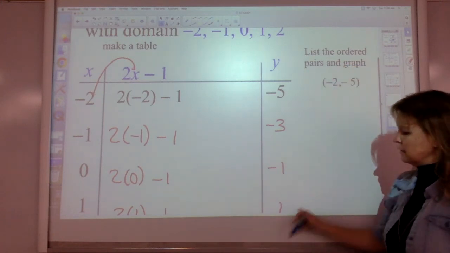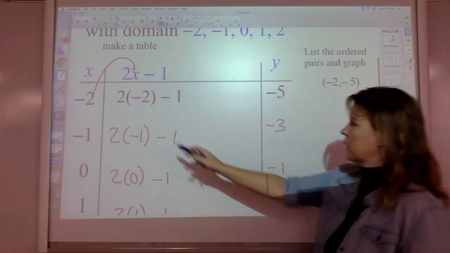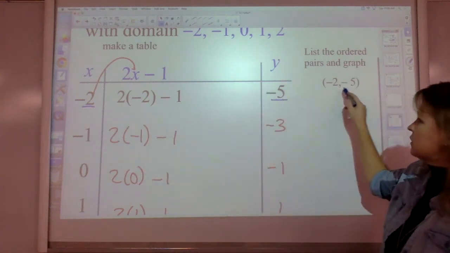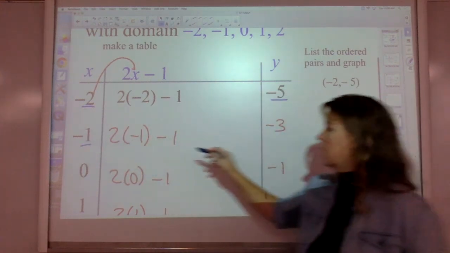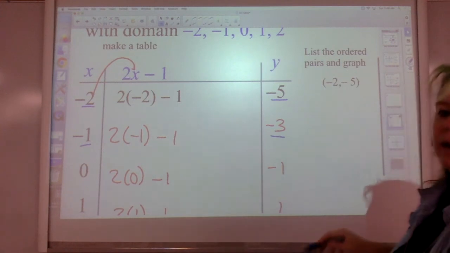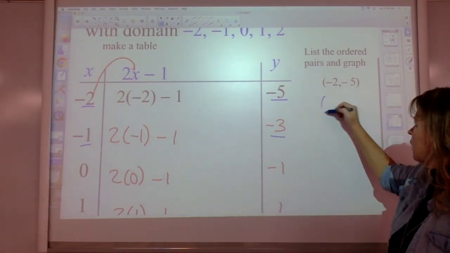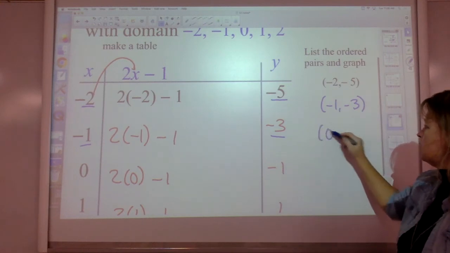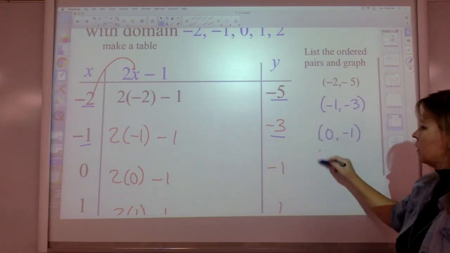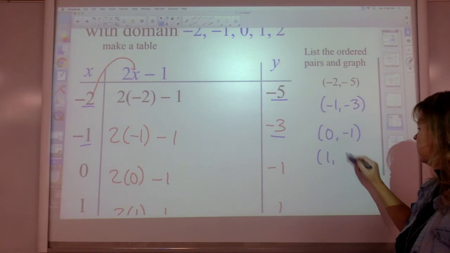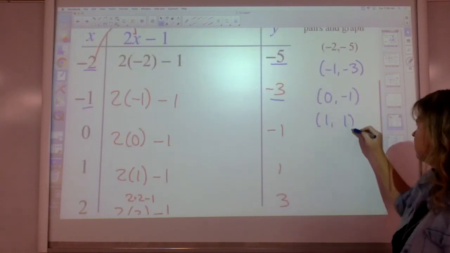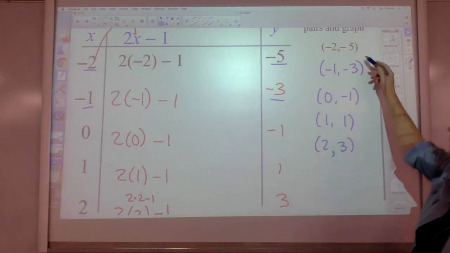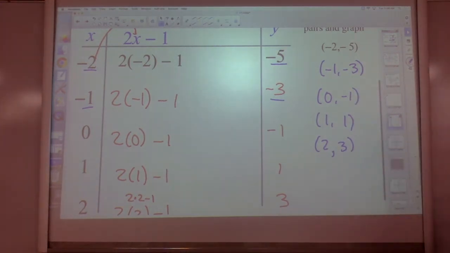Now over here it asks us to list the ordered pair. So we're going to take -2, which is our x, and -5, which is our y. -1, our x, -3, which is our y. Go ahead and list them all. Pause it if you need to, or rewind. With parentheses, with commas, there's your 5 points.